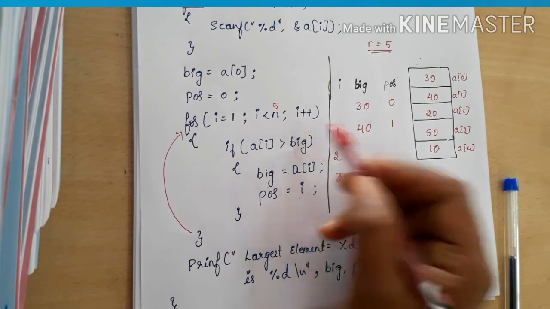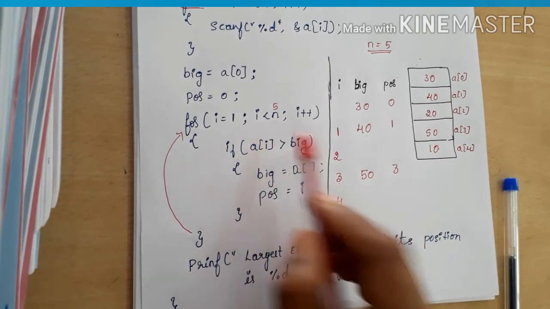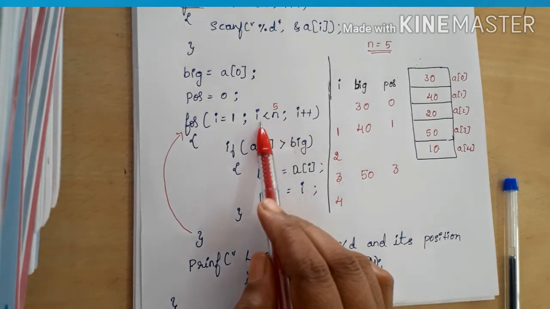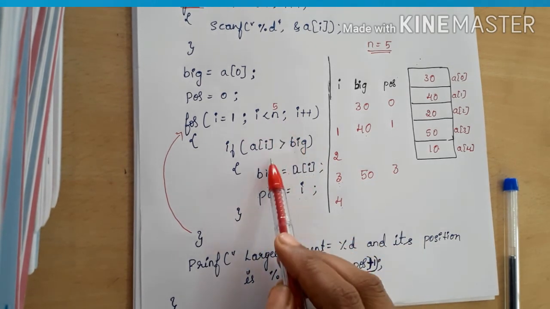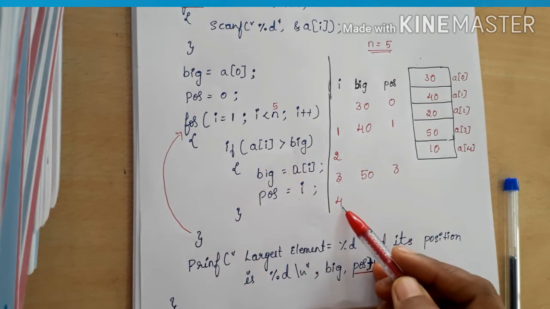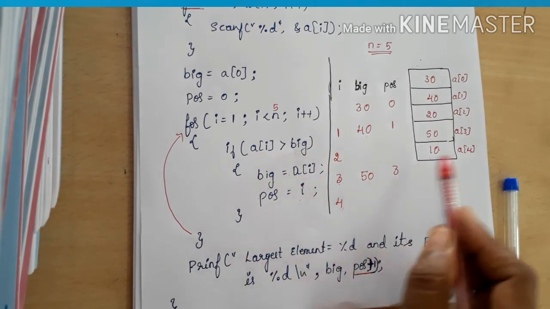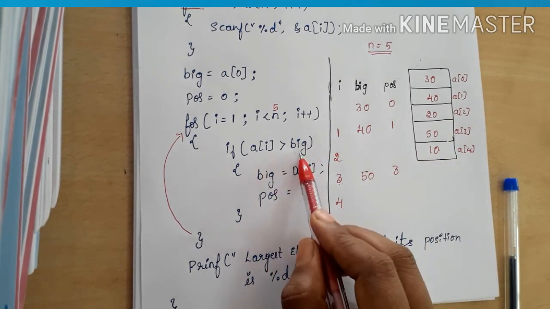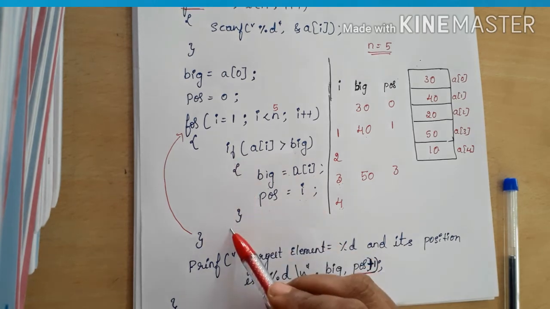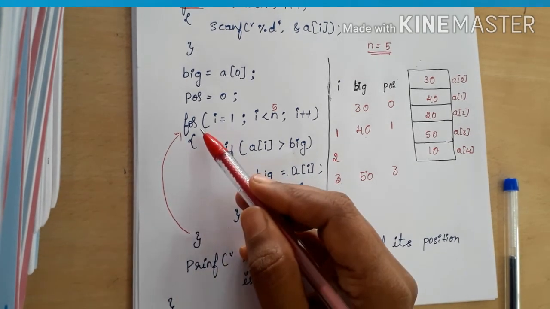Next updation, that is I is incremented by 1. Then condition, is I less than 5? I value is 4. Is 4 less than 5? Yes. Control enters the for loop. Then compare u of I with big. U of I means u of 4. U of 4 value is 10. Then big value is 50. Is u of 4, that is 10, greater than big? No. Control moves out of if. Then end for means control returns back to the for loop.